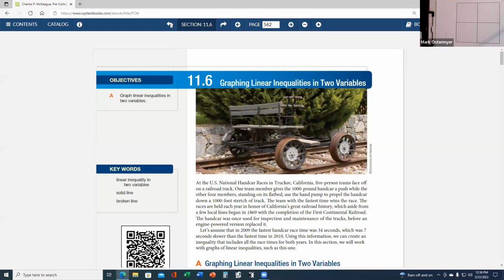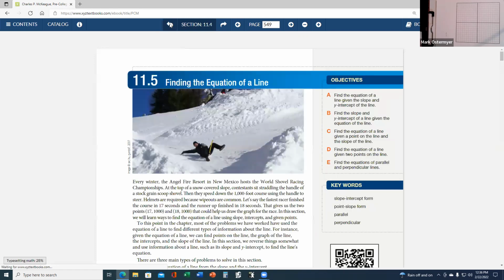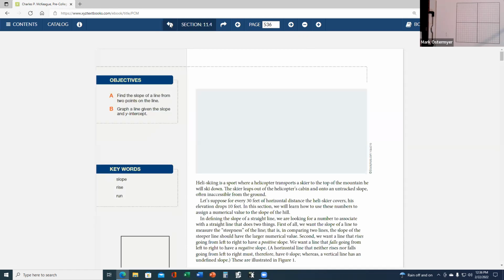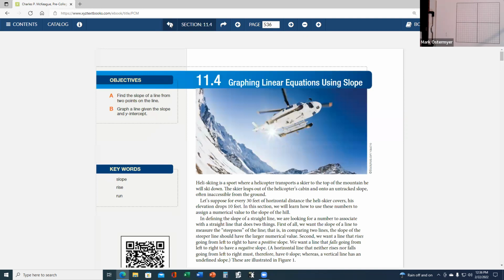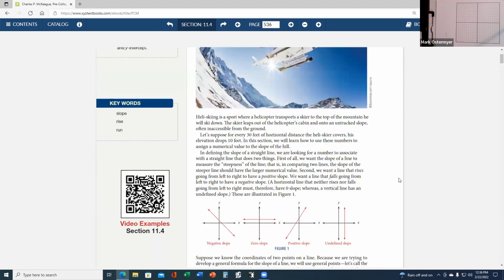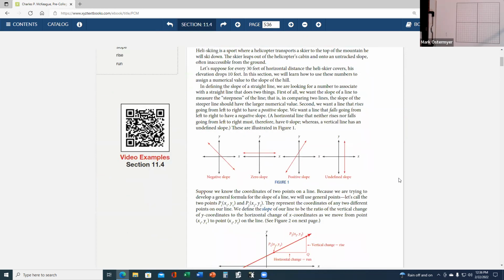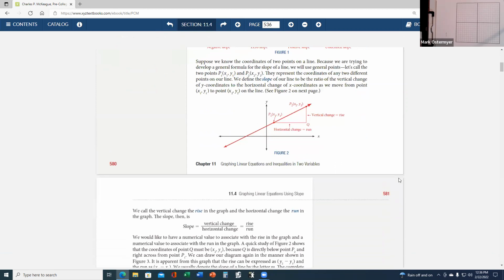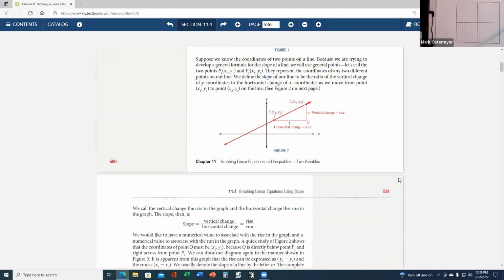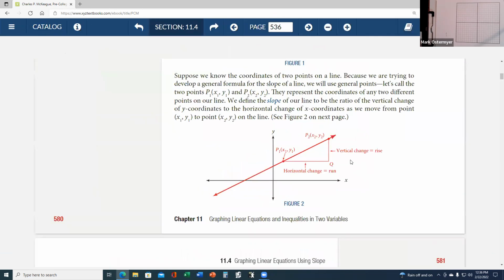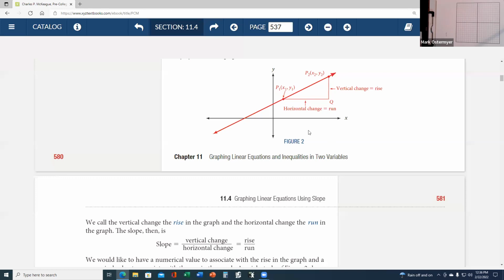Okay, so 11.4. And in 11.4, we're going to talk about the slope of a line, ladies and gentlemen. The slope of a line is basically the measure of how steep a line is in the XY plane. And so this picture here on page 580 will get us started moving in that direction.